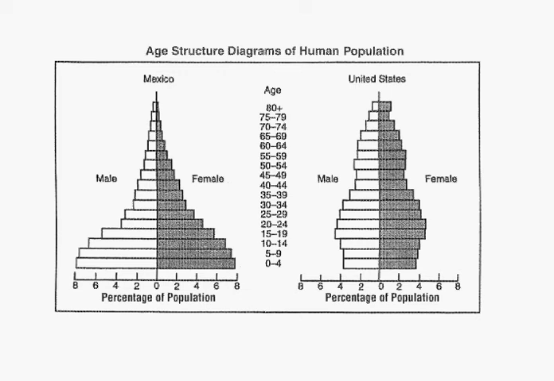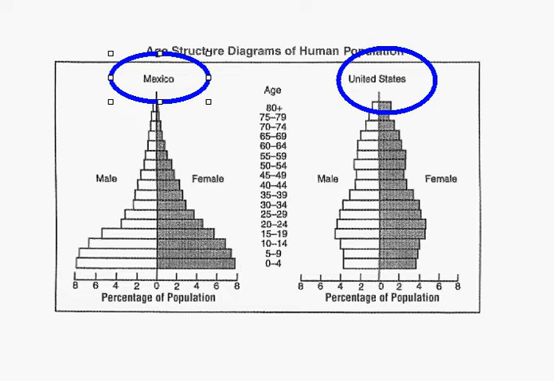Here are two age structure diagrams for human populations. One is for the United States, which is a country that's more affluent and is growing more slowly, and the other one is for Mexico, which is a country a little bit poorer and has a much faster growth rate. All right.